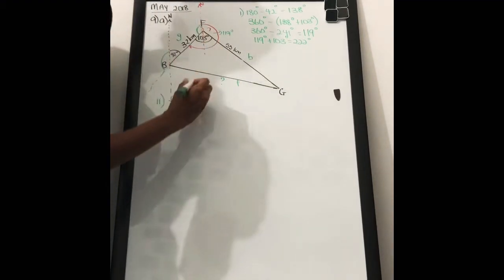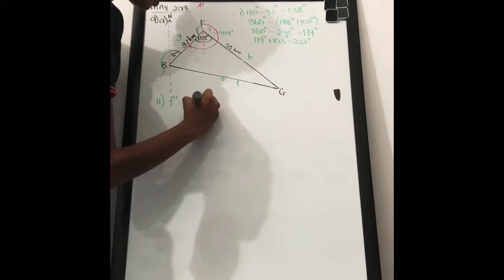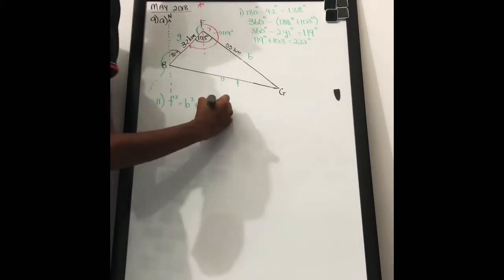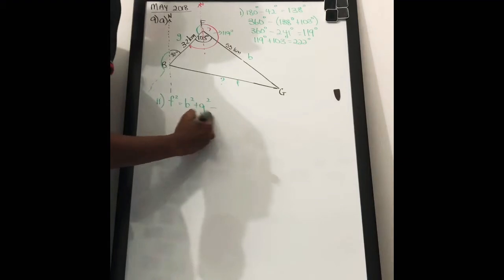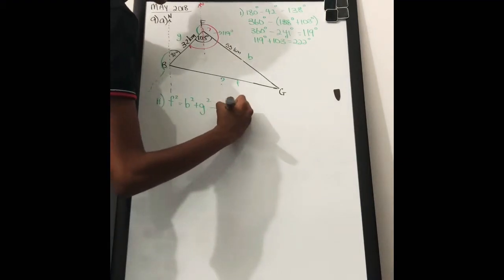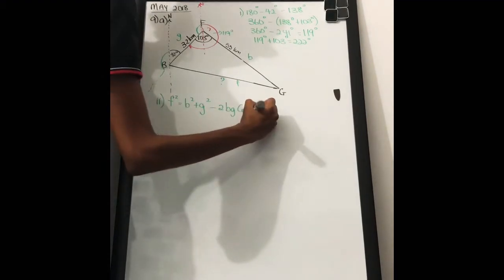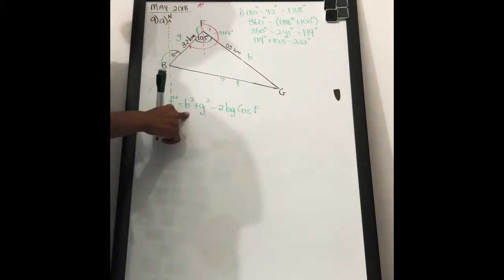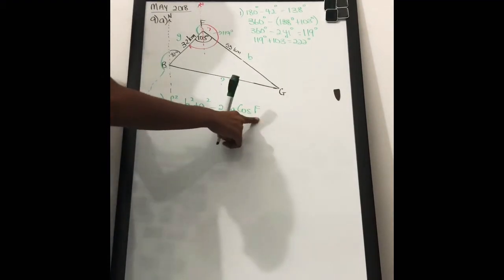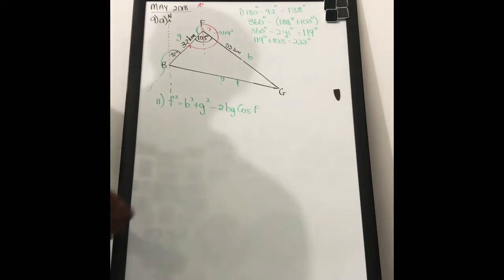So we have B and G, right? B squared plus G squared. Then we minus 2 times the length of these two sides, so it would be 2BG cos of what we started with, which is F. Now we know the lengths of B and G, we also know the angle F, right?